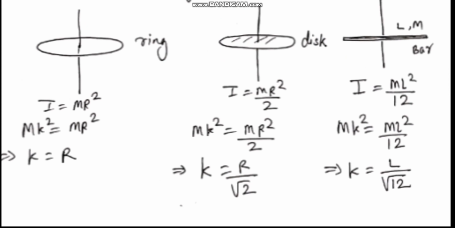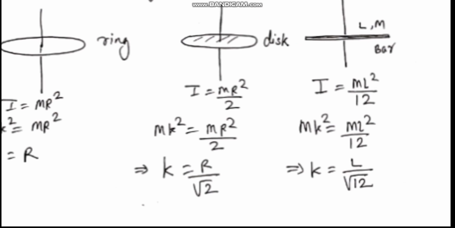Let's think about a disk. Suppose we have a disk and this is the axis passing through the center and perpendicular to its plane. We know that the moment of inertia for this axis is mr square by 2, where m is the mass and r is the radius of the disk. Now if I write I as mk square and compare them, I will cancel m from both sides. This will be k square is equal to r square by 2. If I take the square root, I get k is equal to r by root 2. So the radius of gyration of the disk about this axis is r upon root 2, where r is the radius.